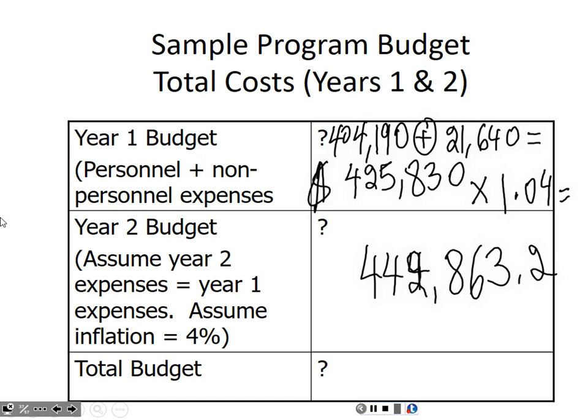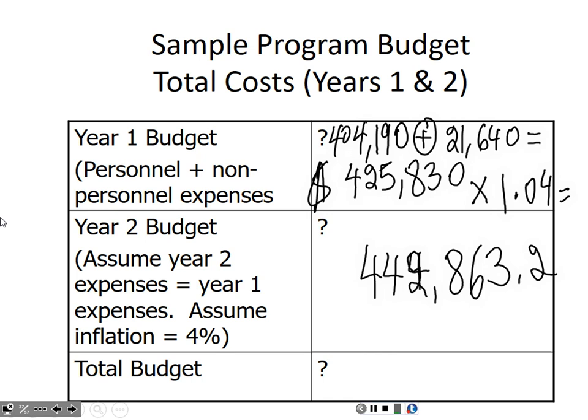Okay? That will give us 442,863, which is our year 2 budget. So if we want to increase our year 1 budget by 4%, we multiply it by 1.04. If you want to increase it by 5%, we multiply it by 1.05. Okay?